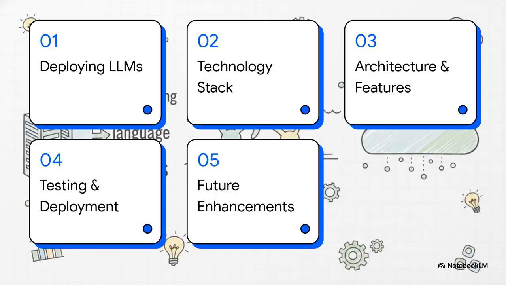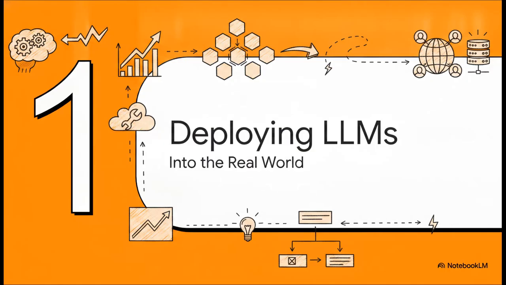To get there, here's our roadmap for this explainer. We'll start with the core concepts of production deployment, peek under the hood at the technology stack, walk through the actual architecture, look at how testing and Docker keep things stable, and finally, we'll talk about scaling up for enterprise-level performance. All right, let's dive right into our first section, bridging that massive gap between training a model and actually running it out in the real world.